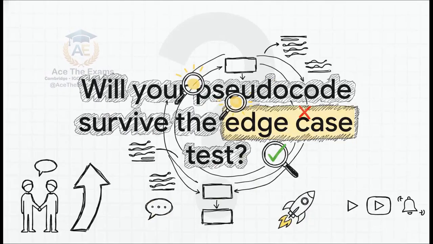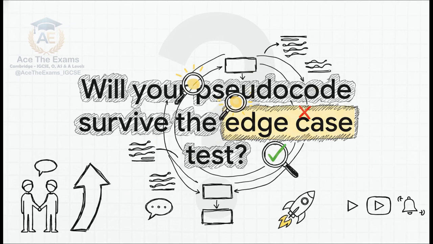So I leave you with this. Think carefully about your boundary conditions, because a beautiful algorithm that fails on the very first edge case is just a beautiful failure. So as you stare down your next complex flowchart, ask yourself, are you just translating shapes into code, or are you truly building an unbreakable logical system?